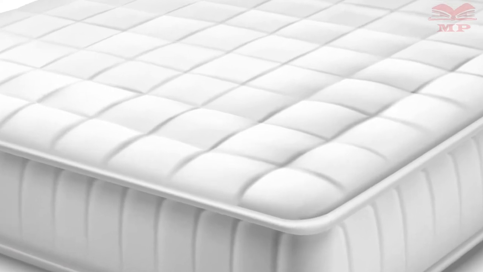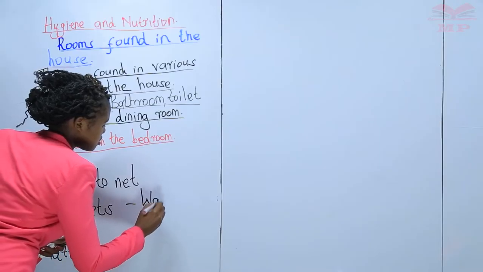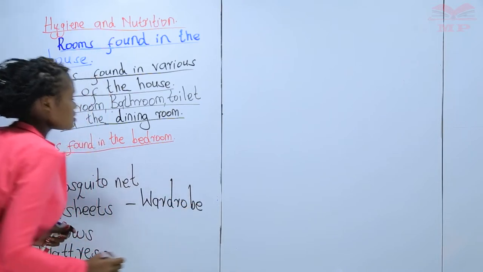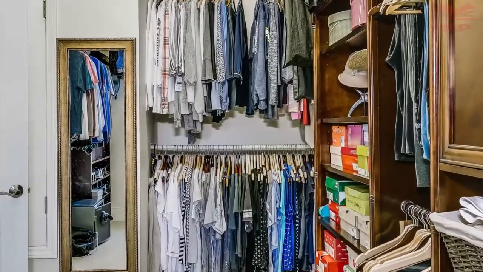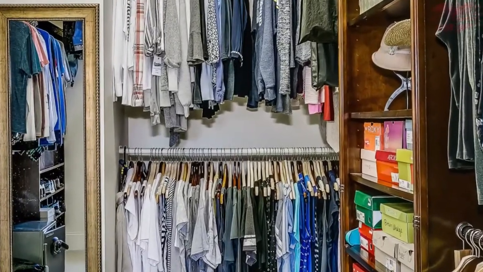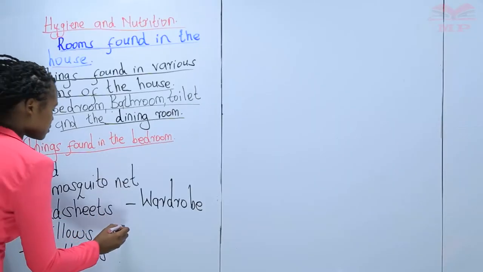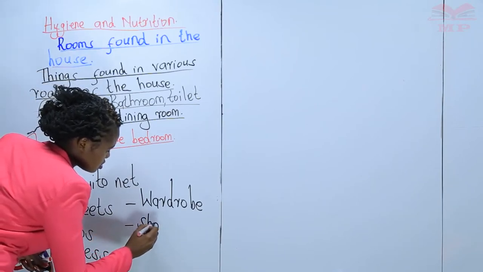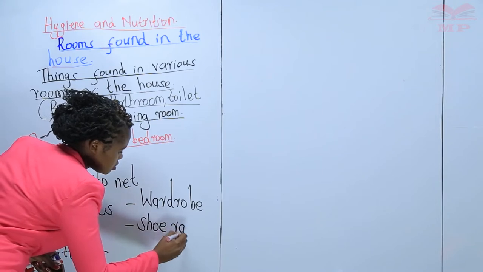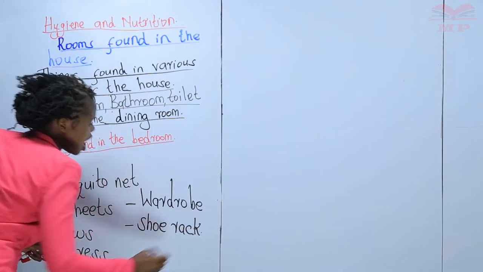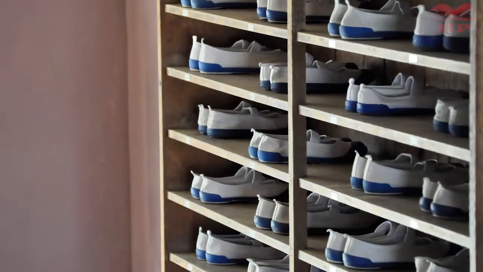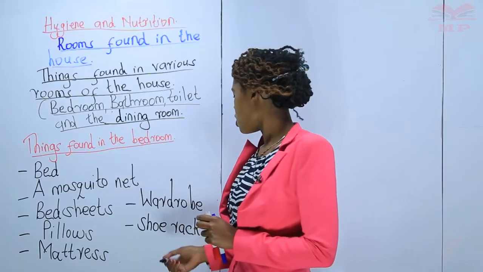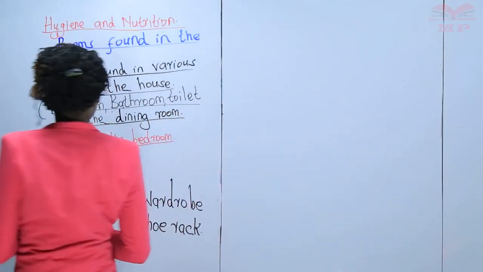We have a wardrobe. A wardrobe is a place where you hang your clothes. You can arrange your clothes in a wardrobe. We also have a shoe rack. There's a picture of a shoe rack. We arrange our shoes on a shoe rack. These are things that are found in the bedroom.